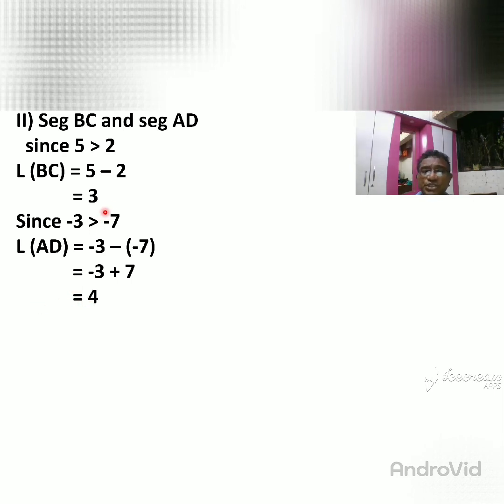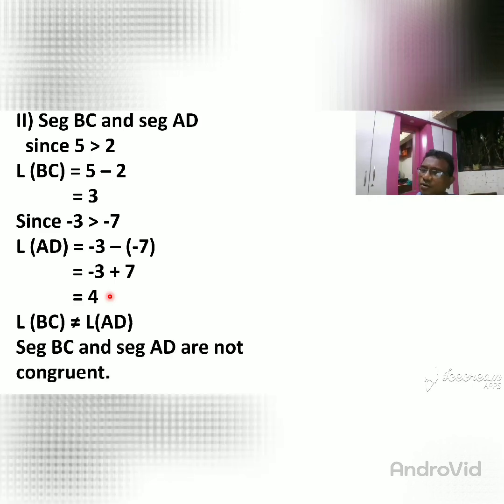So see, BC is equal to 3, AD is equal to 4. Are they the same? No, they are not the same. So the length of BC and the length of AD are not congruent because their lengths are not the same. So they are not congruent. Do you understand this?